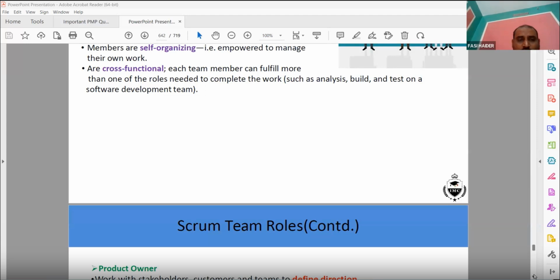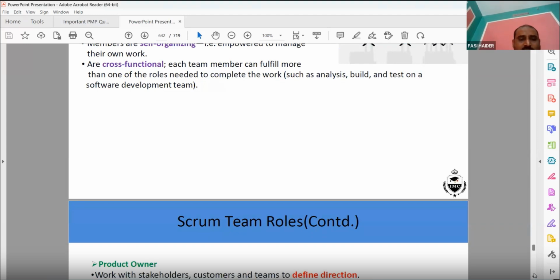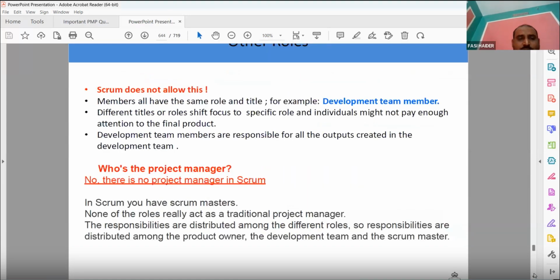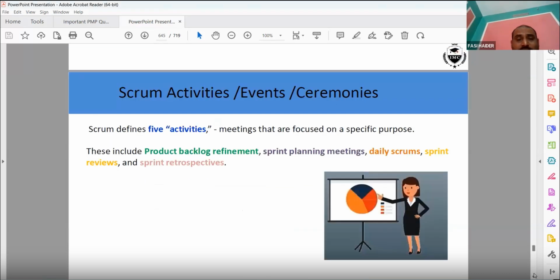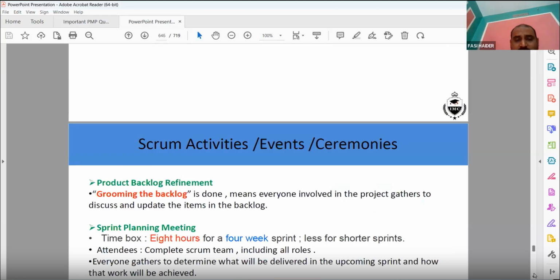Scrum team roles: the product owner works with the stakeholders. There is no project manager; it's like a project manager, but not quite, because anybody can take the role, and it works on servant leadership. It's more about supporting each other. Somebody can become a designer, somebody a software coder, somebody can do checking activity. Then there are Scrum activities, events, and ceremonies.